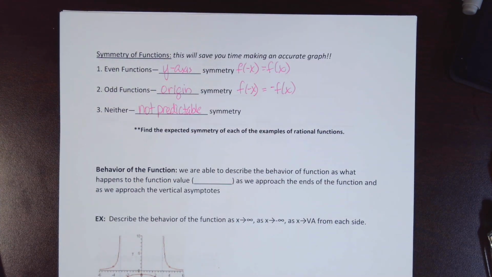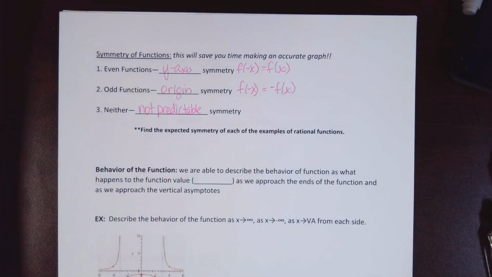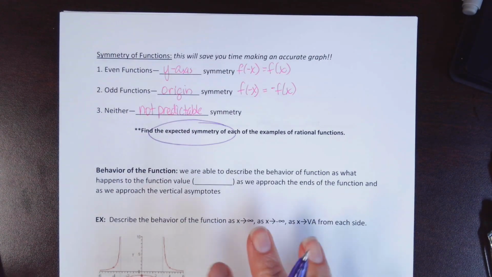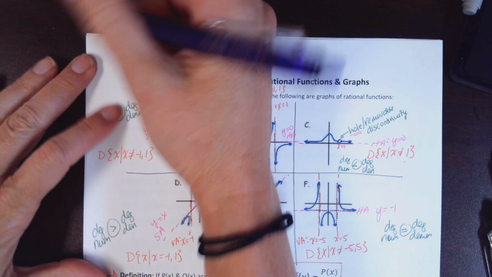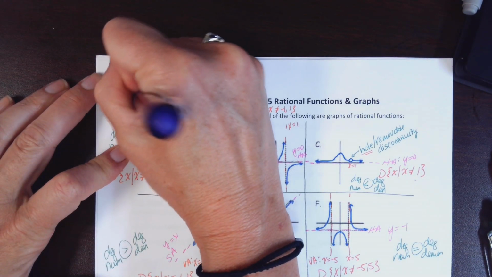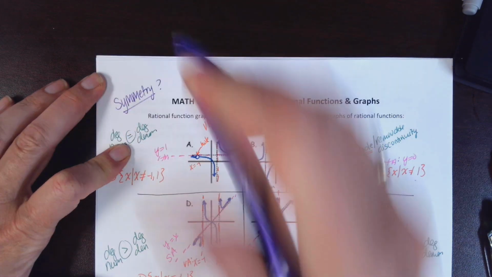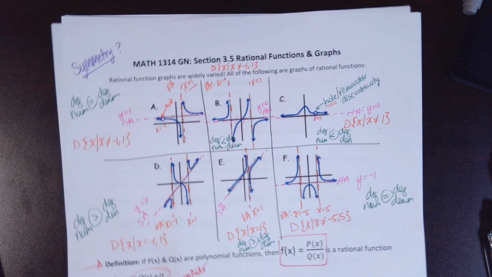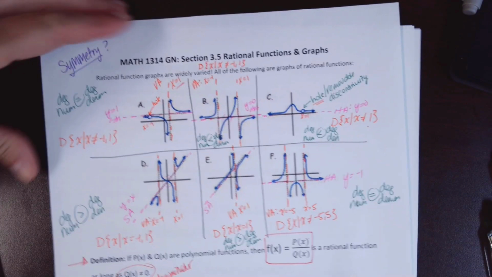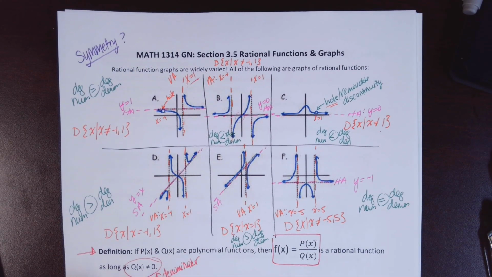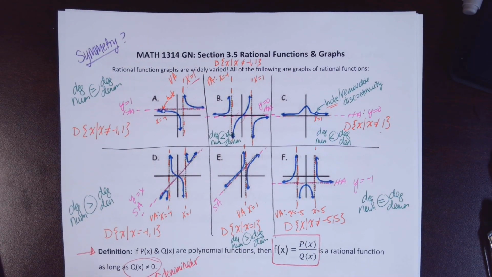So let's look over here and let's talk about symmetry for these 6 examples of rational functions. I'm going to use my purple marker pen to talk about symmetry for these graphs. Let's first look and see if we have any that we think are even functions that would have y-axis symmetry. Do you see any graphs where I could fold it on the y-axis and both sides match each other?